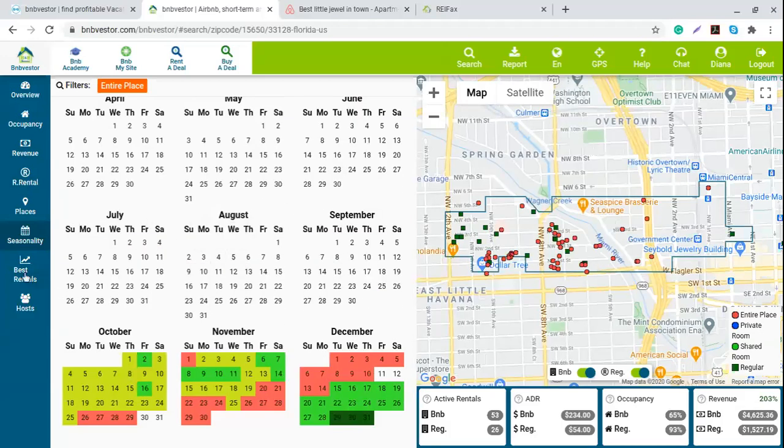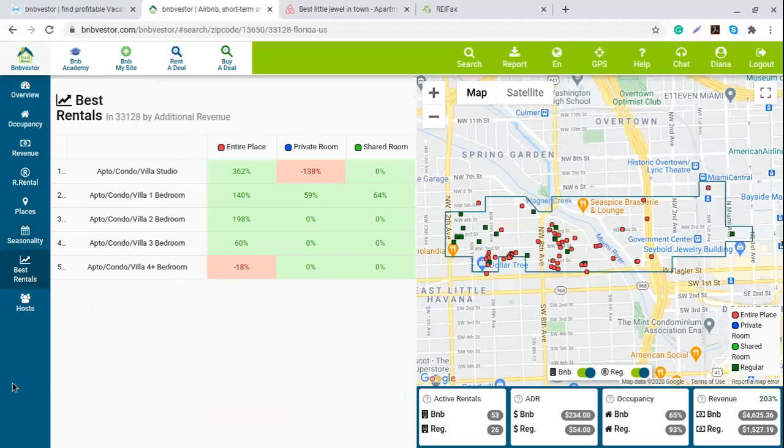Now we can also see the best renters. We can also organize by the type of properties. So apartments, bedrooms, bathrooms, okay? Of course, we are only on this small zip code right here. So that's why right here we can see that most of these properties are apartments, condos, townhouses, villas, studios, 1 bedroom, 2 bedroom, 3 bedrooms, and 4 bedrooms. But if you go to a bigger area, the entire county or another zip code, you might find another type of properties, like houses or share rooms, okay, or private rooms.